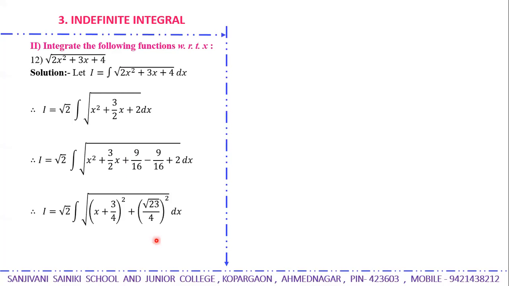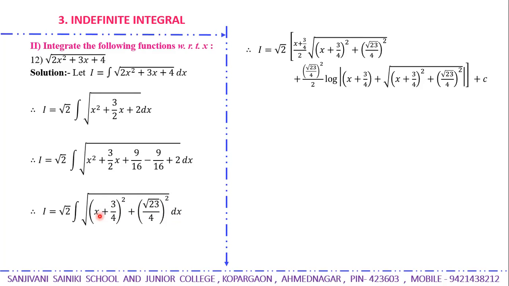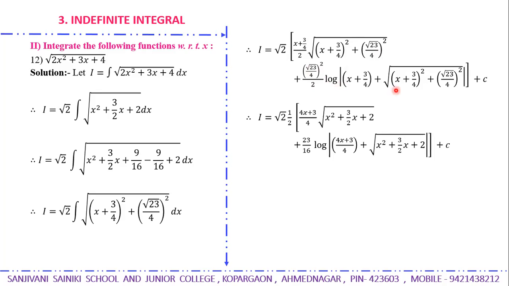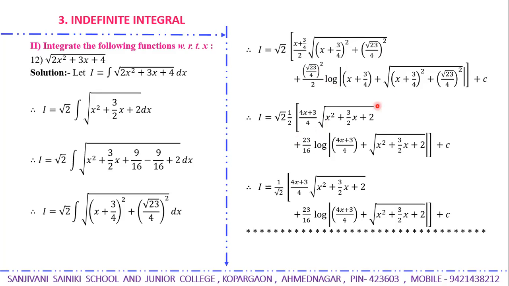So what you get, x plus 3 by 4 bracket square plus root 23 upon 4 bracket square. So you have to use root x square plus a square, x by 2 root x square plus a square plus a square by 2 log of x plus root x square plus a square. So just simplify this equation and try to write the answer. You will get the simplified form of this answer like this.